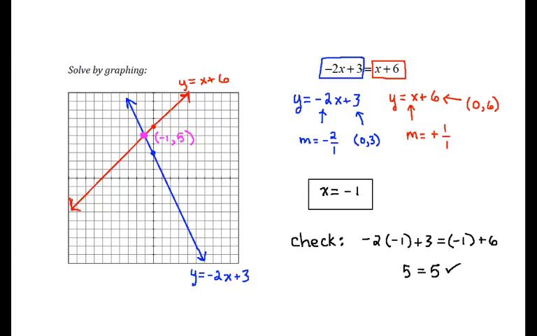For example, if I were to check my answer by plugging this x value into the equation, I see that I get 5 equals 5. I can also see that 5 is the y coordinate of that point. It is relevant to the equation, but it is not part of my solution.